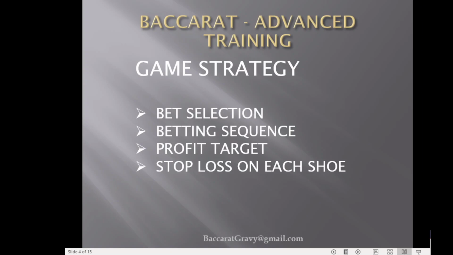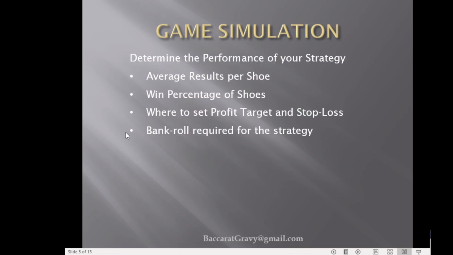What exactly determines the performance of a system? The performance of a strategy is based on the results that you get from it. These are the key results that should be looked at. Average results for each shoe played. For example, if 10 shoes are played, this is the average amount you ended up with on each shoe. Win percentage, or the amount of wins versus losses. Those are the basic parameters that determine profit or loss. But in addition to that, simulation will help you determine the optimum profit target and maximum stop loss that you should have for each shoe played.